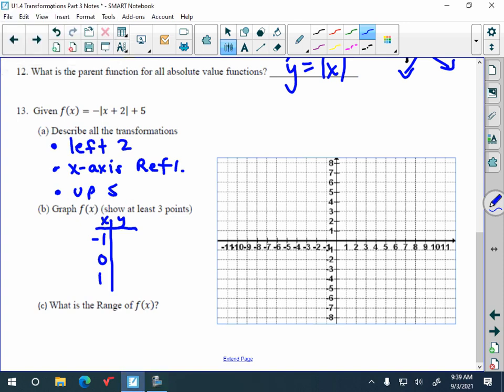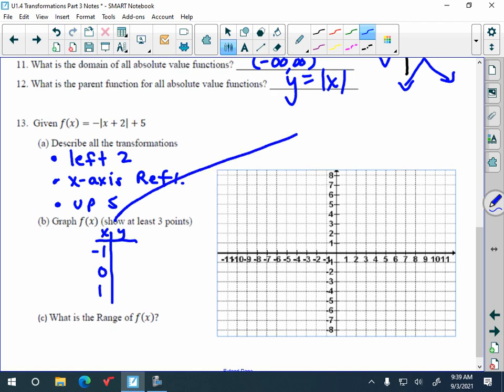All right, so again, when we're plotting our points for our parent function, you can use -1, 0, and 1 for x. Okay, so you're just taking those values and plugging them in to the parent function, taking the absolute value. So the absolute value of -1 is 1, the absolute value of 0 is 0, and the absolute value of 1 is 1. All right, now we can apply the transformation to these values.